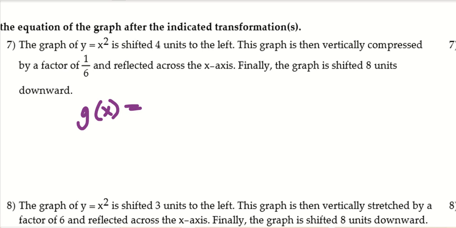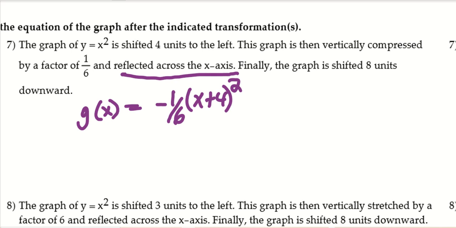It is negative, because we're flipping it over. It's reflected across the x-axis, so it's outside of the function: negative 1/6. Then parentheses x plus 4, because we went to the left. Minus 8. That's it.